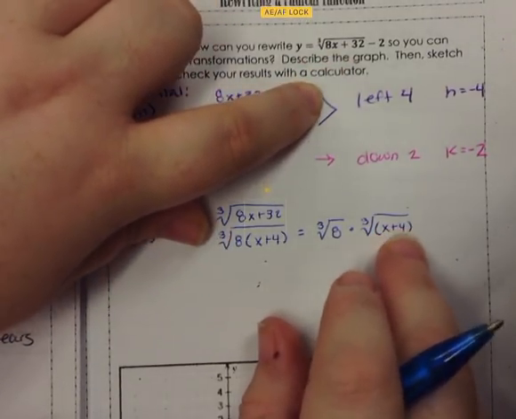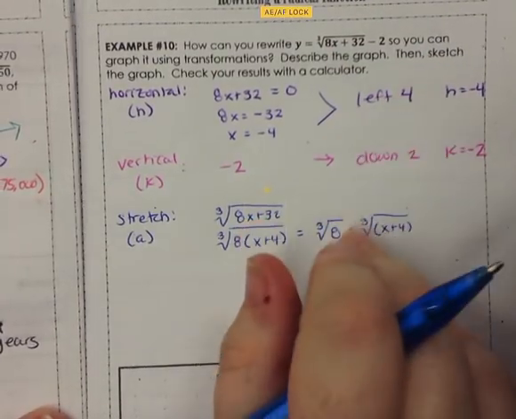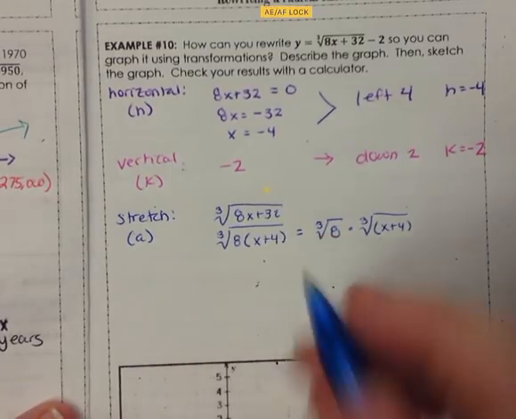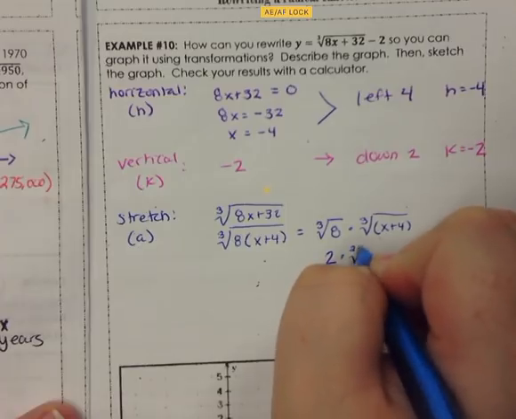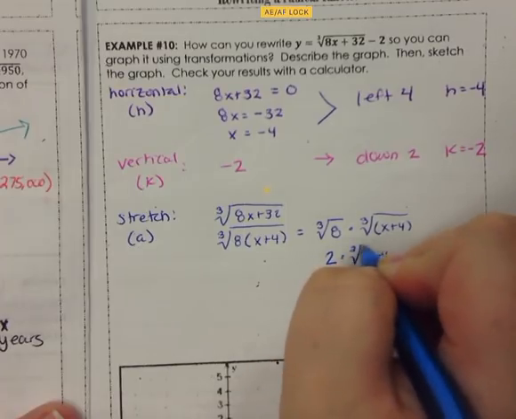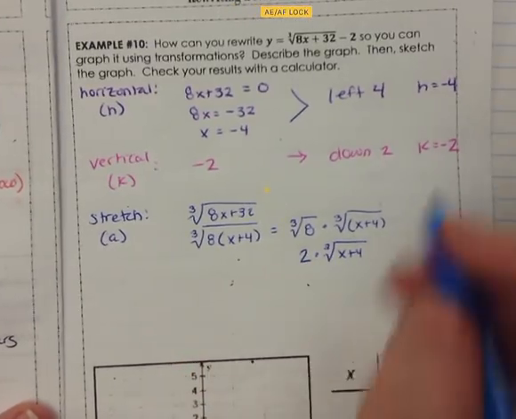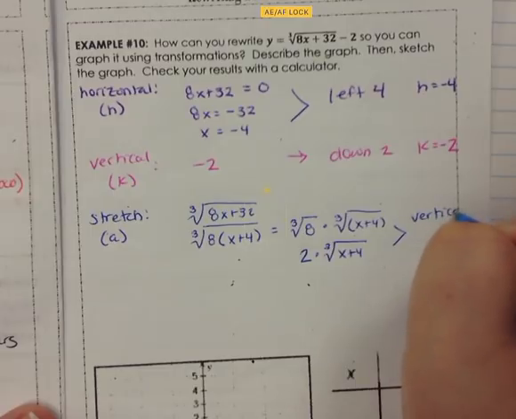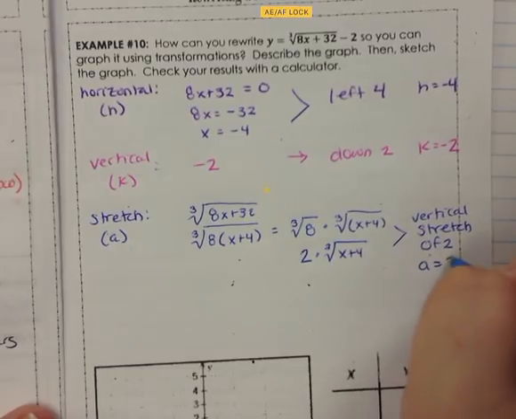This is when I would change the h value and I would get the negative 4. So that actually works with what we've already done. But then the cube root of 8 is a value which is equal to 2. So this is really 2 times the cube root of x plus 4. So now my a value is on the outside. What that tells us is that we have a vertical stretch of 2 because our a value is equal to 2.